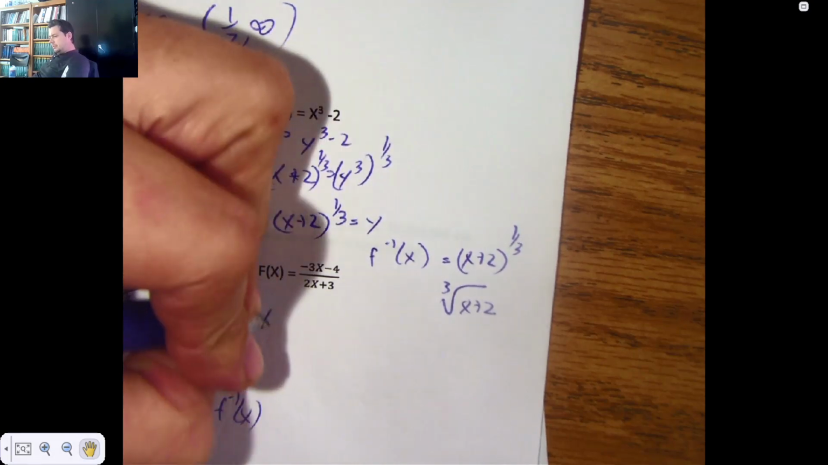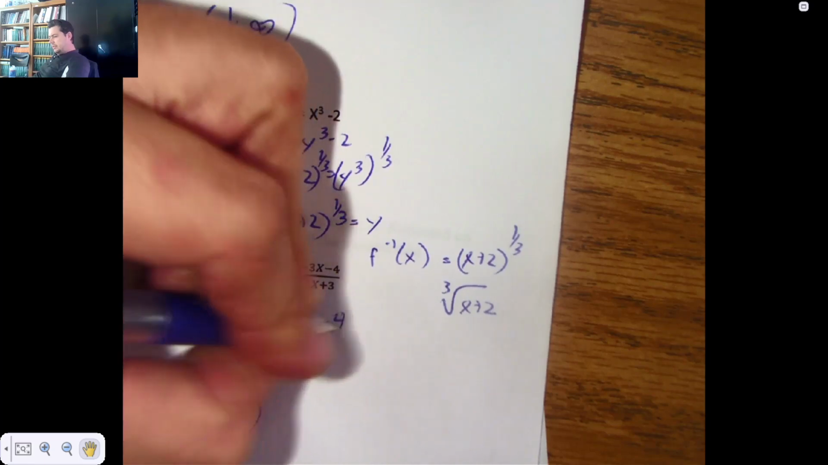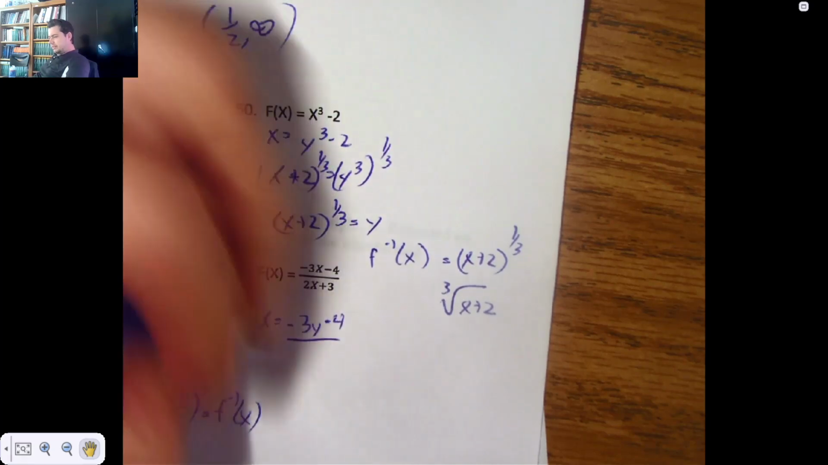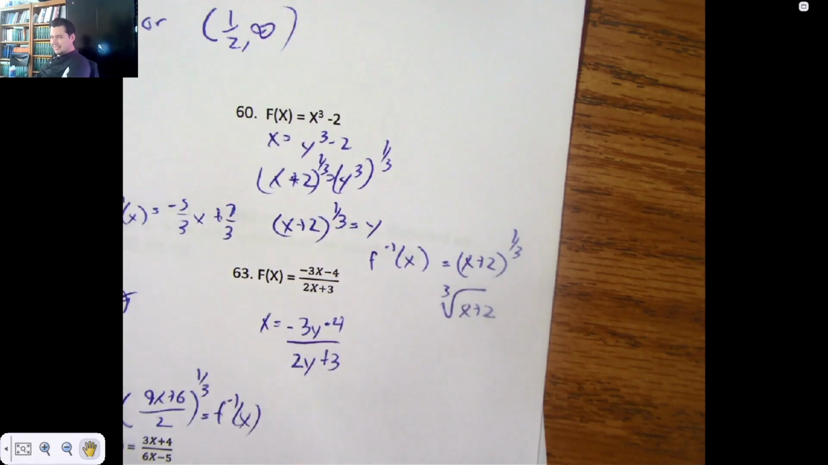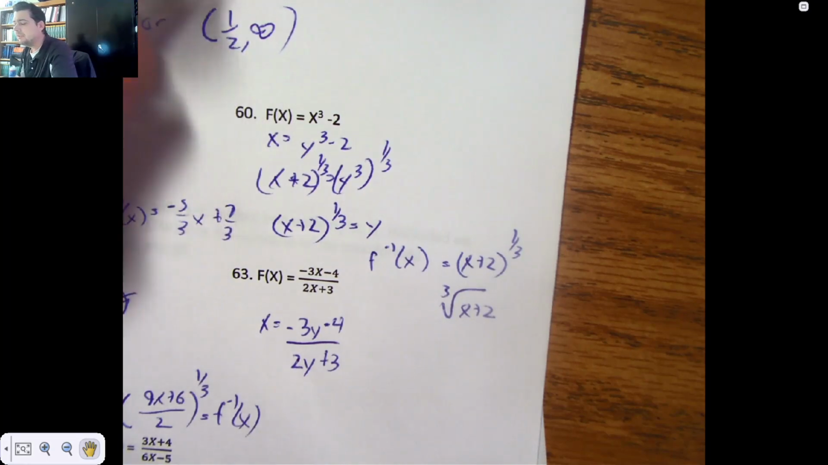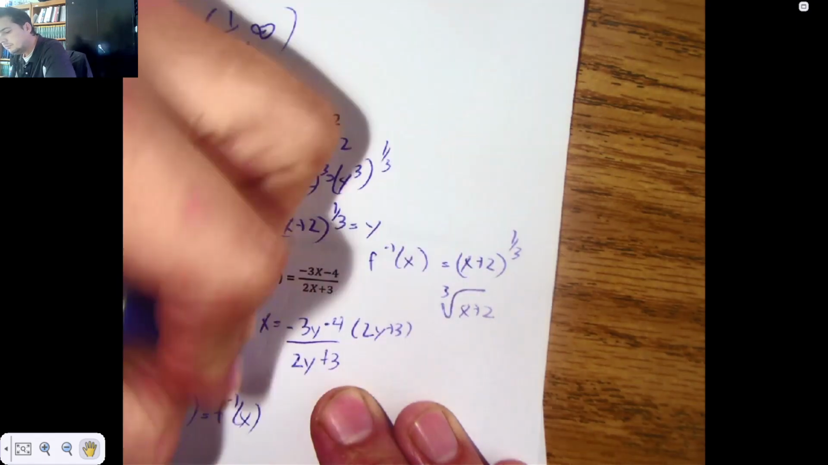That becomes x. I've had numerous kids stare at this and they want there to be a pattern to these things, and there kind of is, but there kind of isn't. But they never seem to believe me until it's too late. Anyways, what I would do is I would multiply both sides by 2y plus 3.